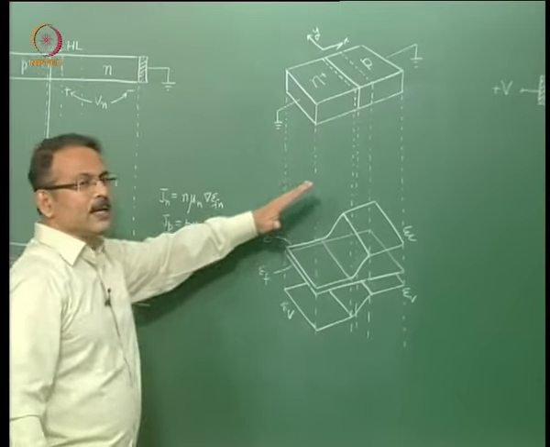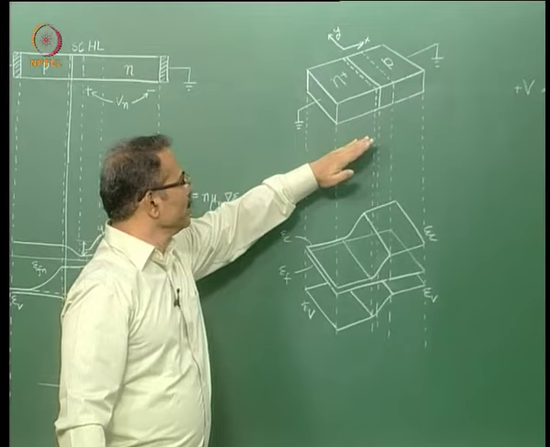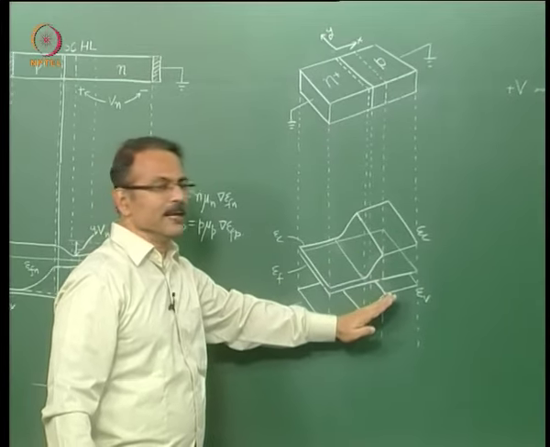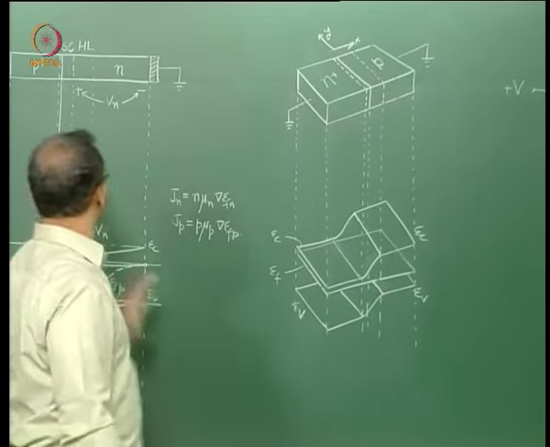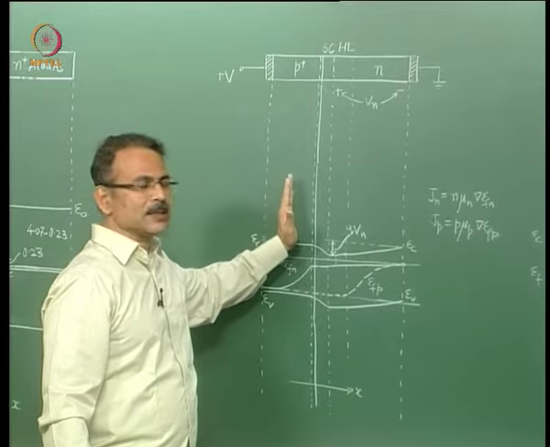We have not drawn the E0 line or E0 surface because it is a homojunction. Continuity of E0 implies continuity of EC and EV, as we discussed for the case of the N junction here. Here also we did not draw the E0 line because it is a homojunction.